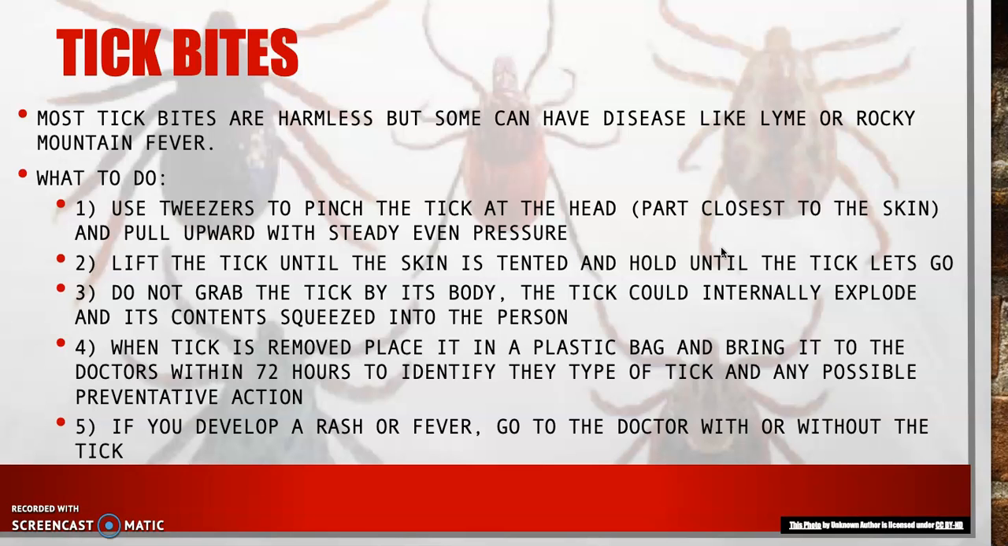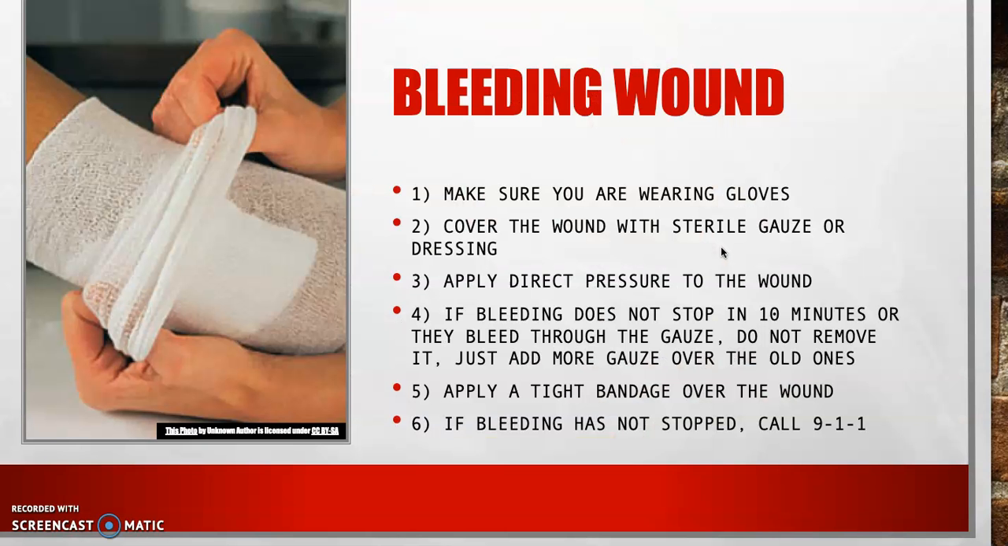5, if you develop a rash or fever, go to the doctor with or without the tick. So it's good to know that you should actually take the tick to the doctor to make sure that it's not a tick that could be carrying some sort of disease.